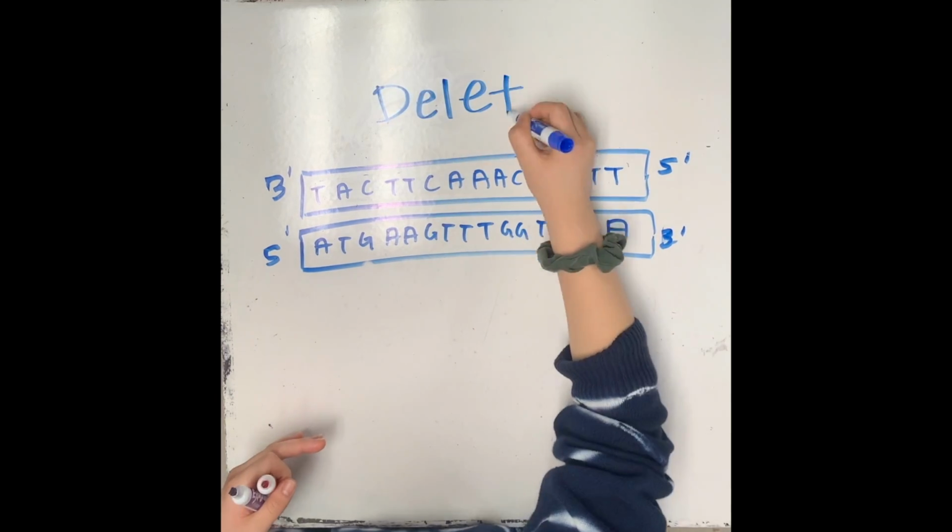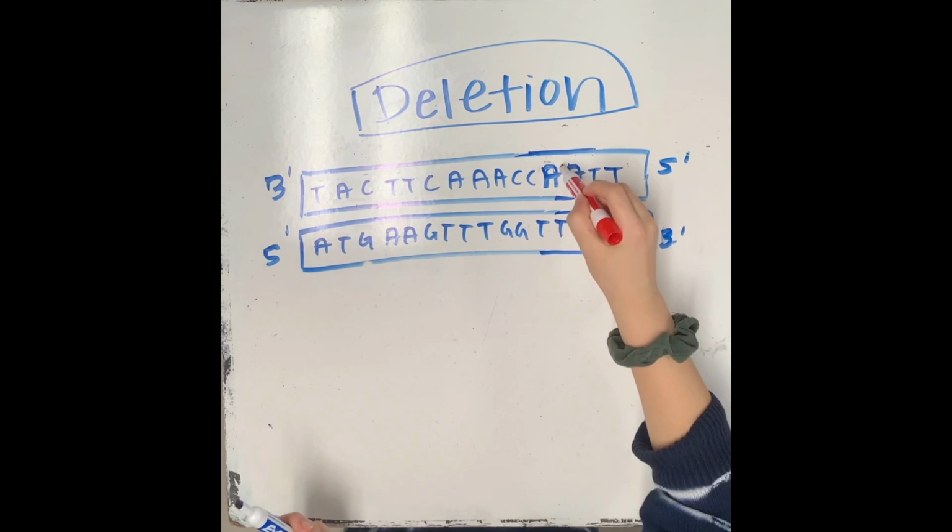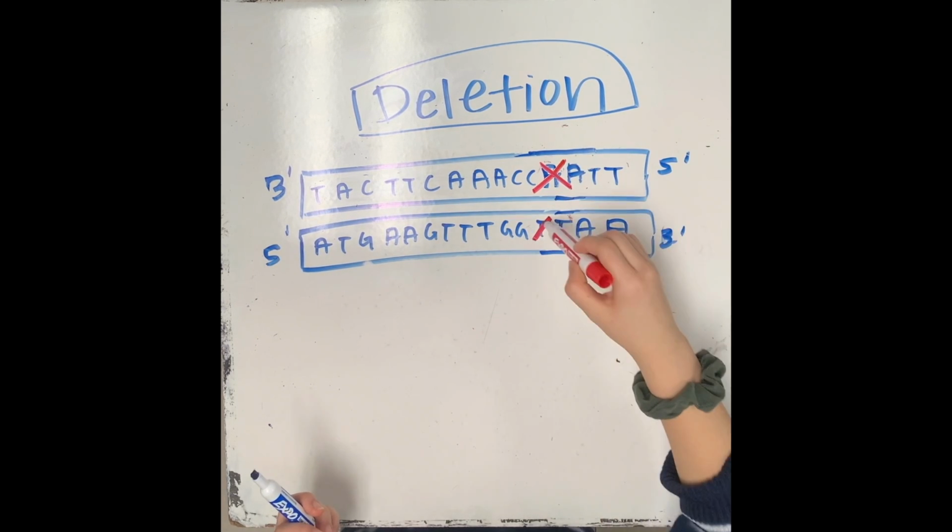The last type is deletion. This occurs when a nucleotide pair is deleted from the sequence. This can cause a frameshift or a 3 nucleotide pair deletion.